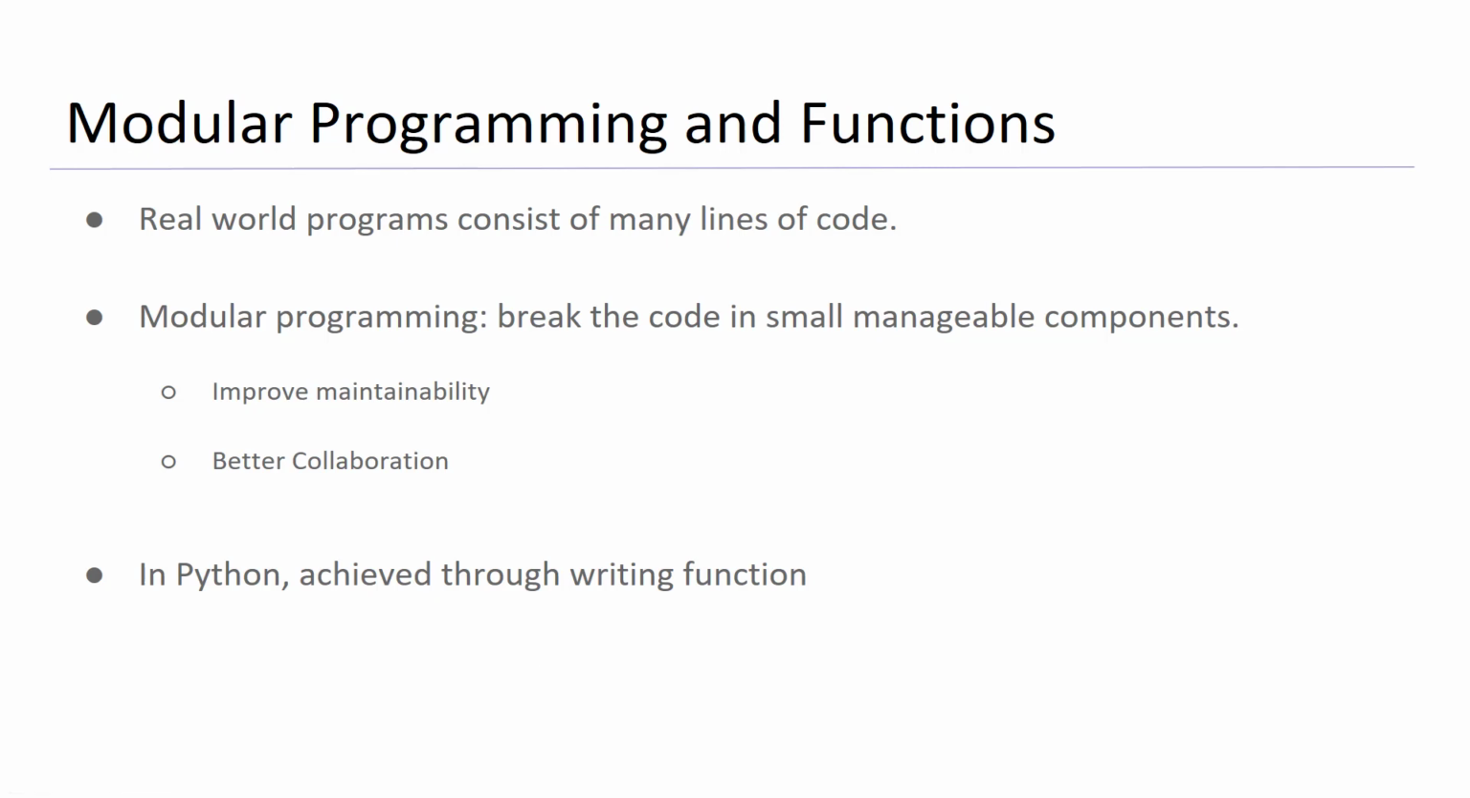Real-world programs contain thousands and sometimes millions of lines of code, and it's not a good idea to put all that code in one single place. So programmers divide the code into small manageable components called modules, which is the main idea behind modular programming. Modular programming improves the maintainability of your code, because if a program doesn't work, then it can be debugged one small part at a time.